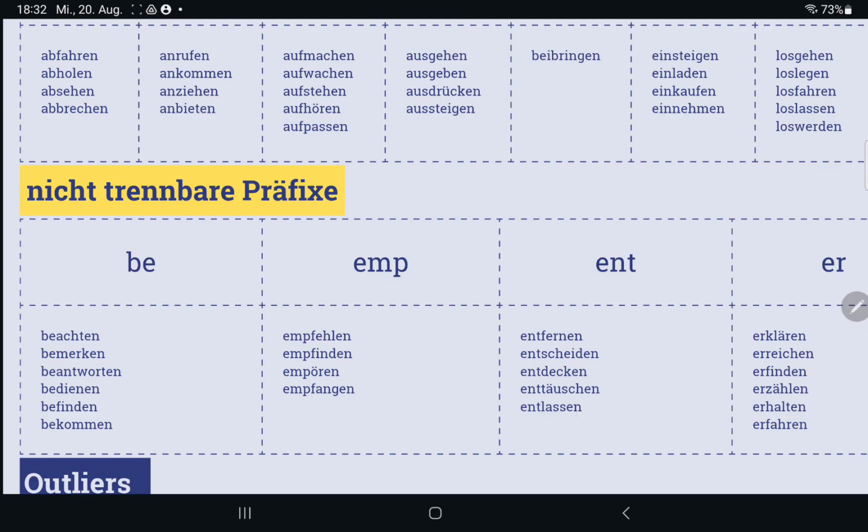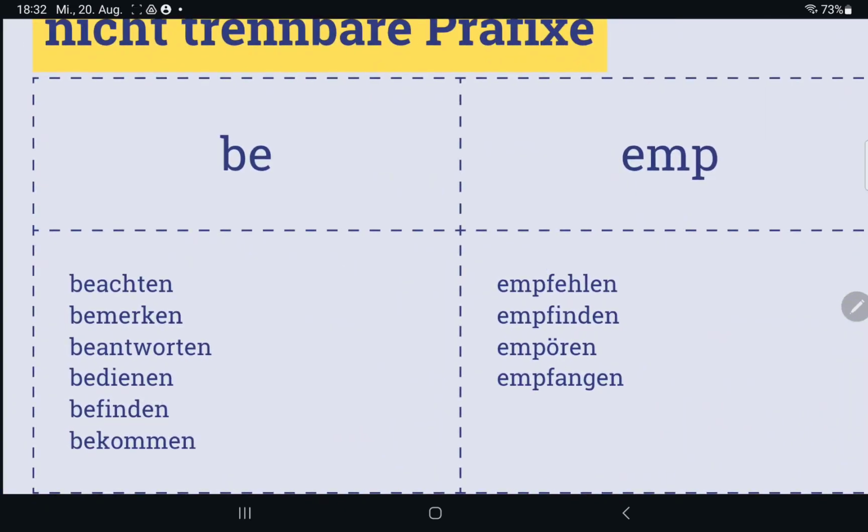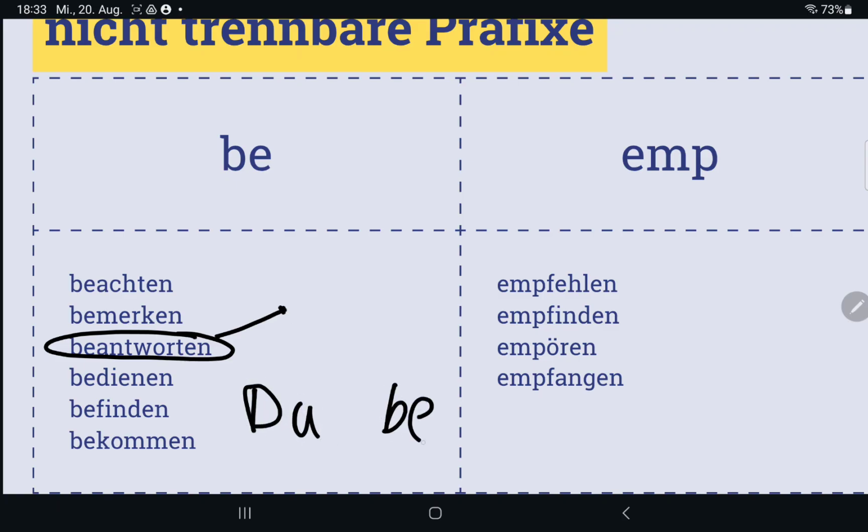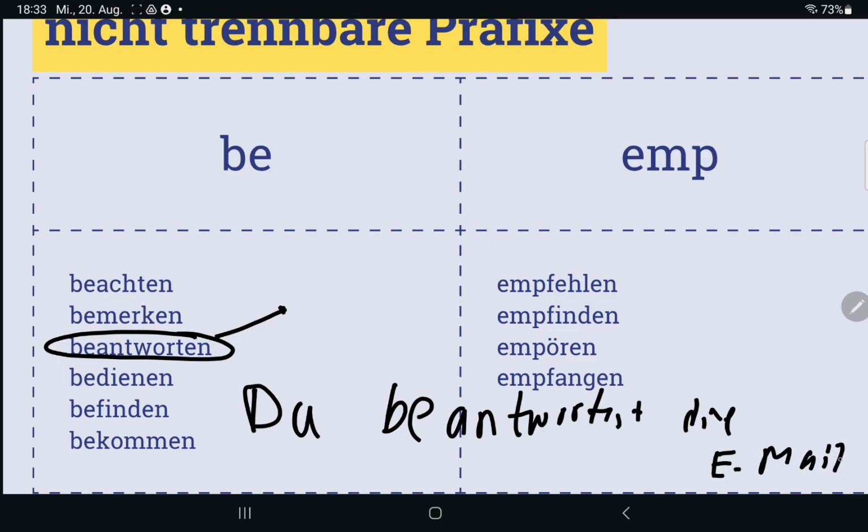Again, you can memorize the prefixes or you can memorize, for example, one example. For example, beantworten means to answer. It means when you get an email from someone, you have to beantworten, like you beantwortest the email. So you answer the email or respond to the email.